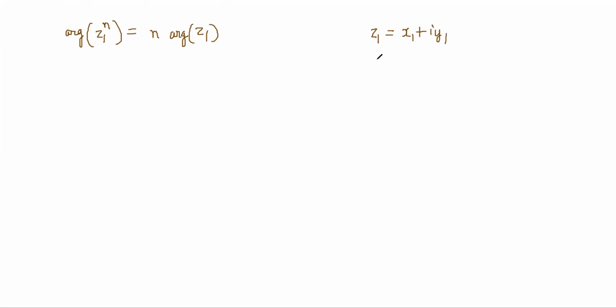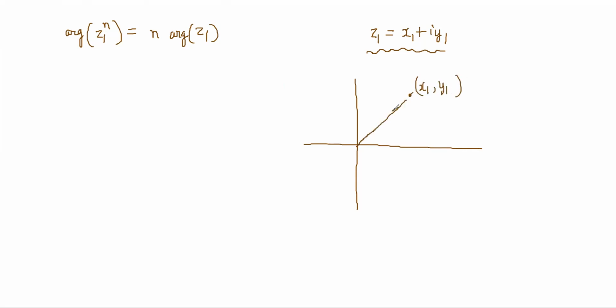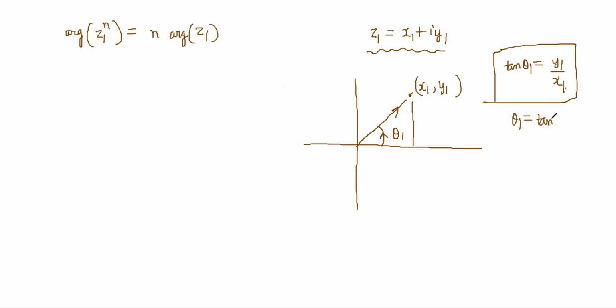Now here it is not immediately obvious why. First of all, what is the meaning of argument here? Argument means basically the angle that this line makes, right? So tan theta 1 will be y1 by x1, so the argument theta 1 is equal to tan inverse of y1 by x1, correct?